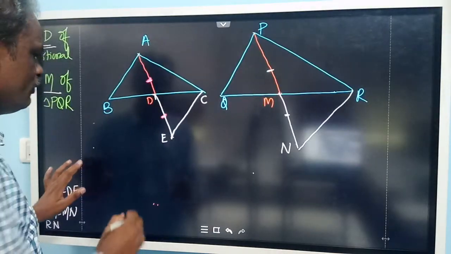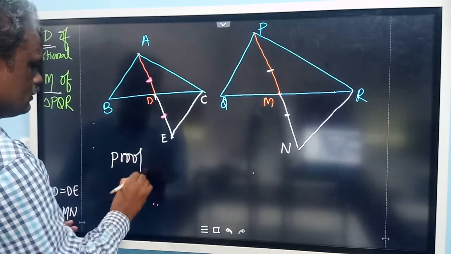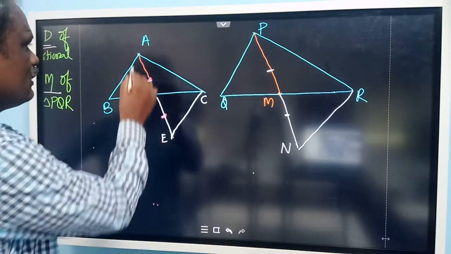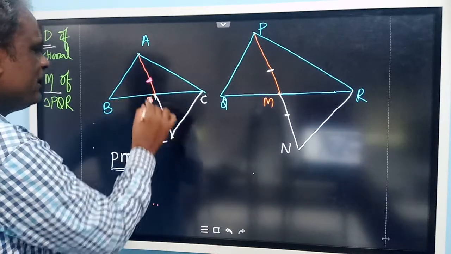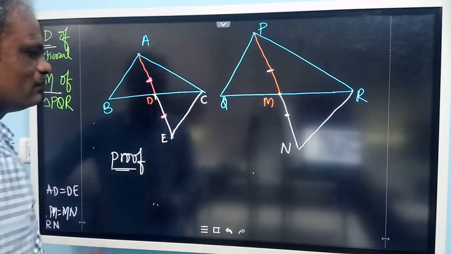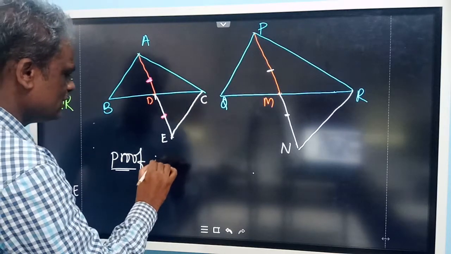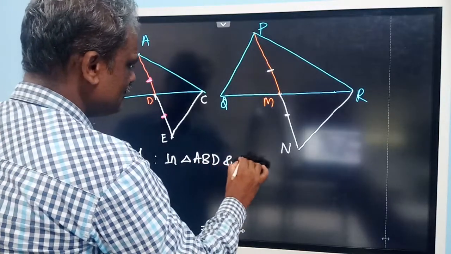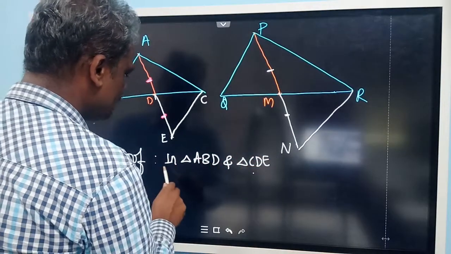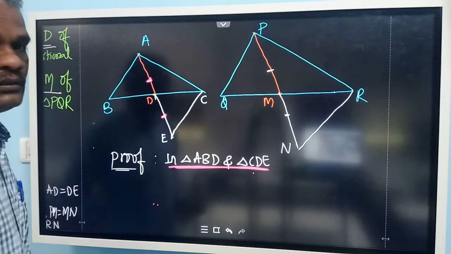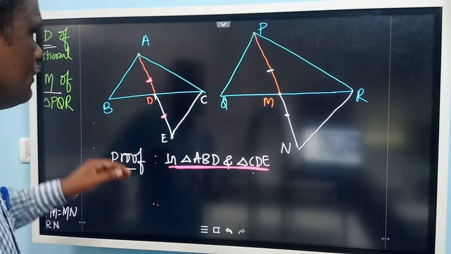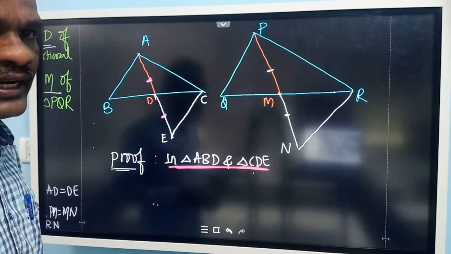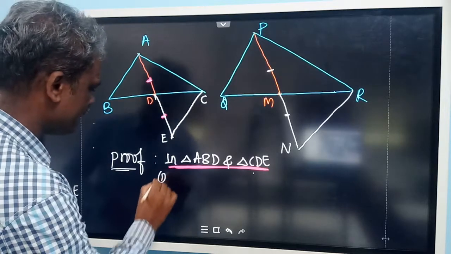Now let's go to the proof. Look at this. You can prove that triangle ABD is congruent to triangle CDE. Tell me how can you prove these two triangles, this triangle and this triangle, are congruent? Corresponding parts you have to tell me. There are three pairs of parts.